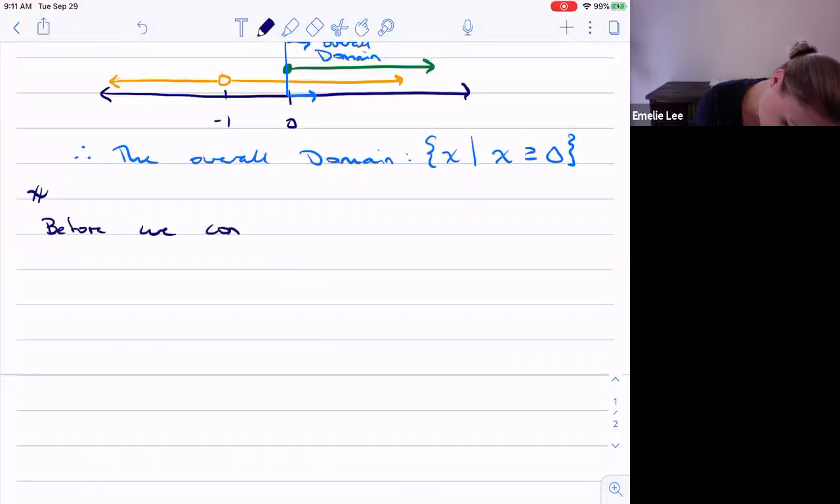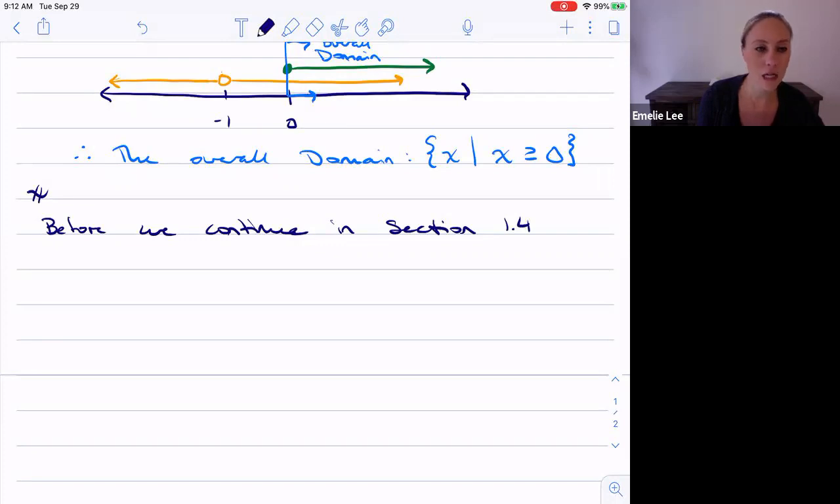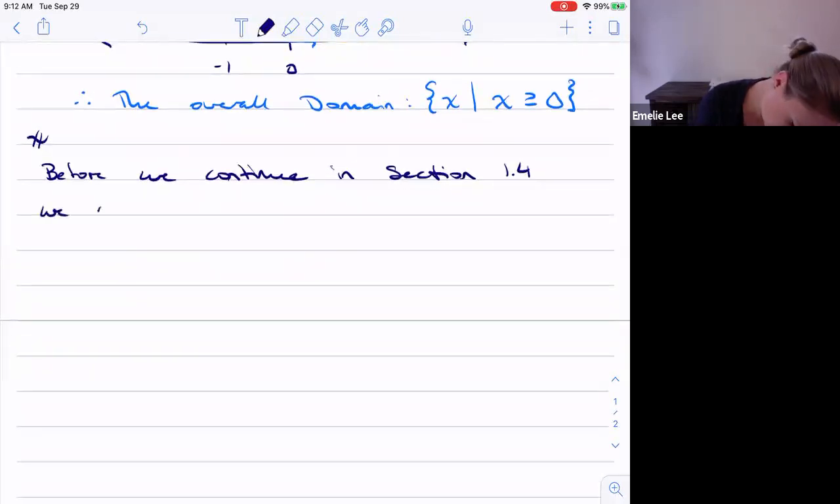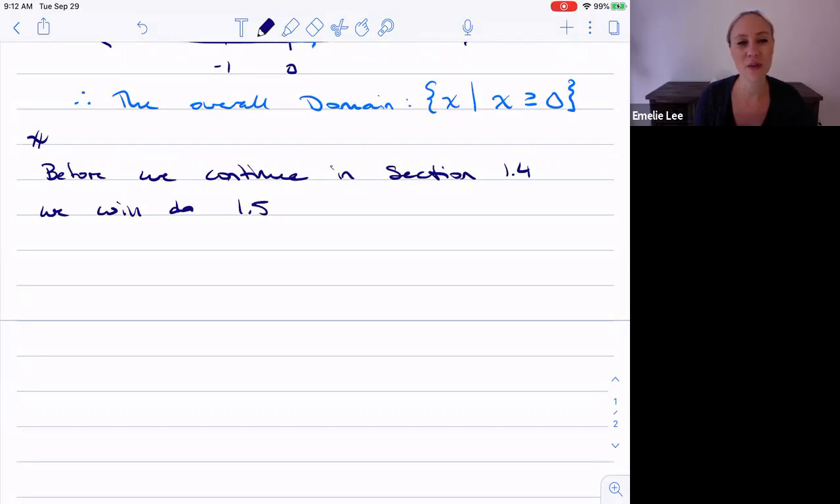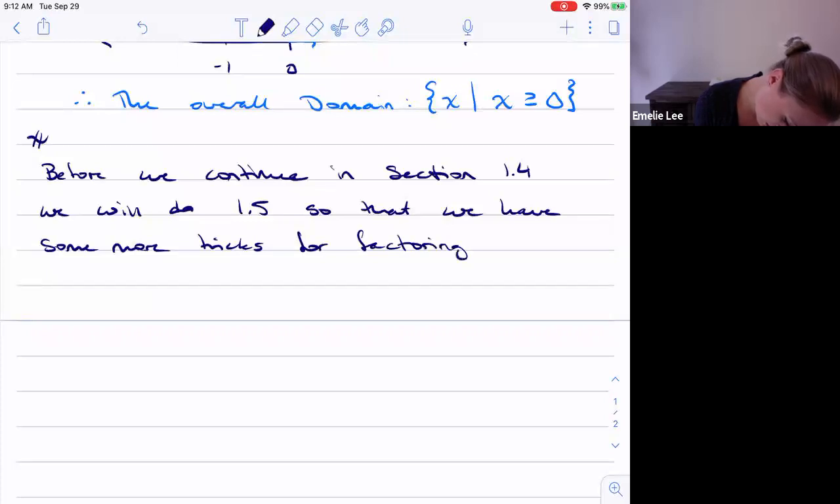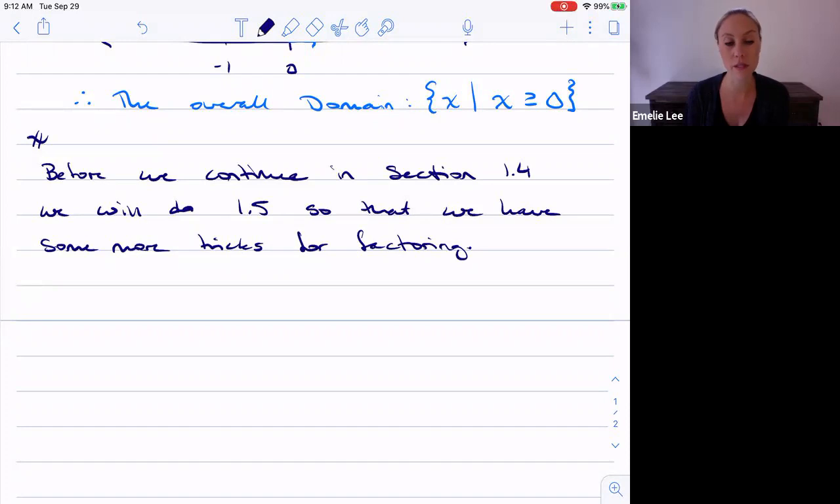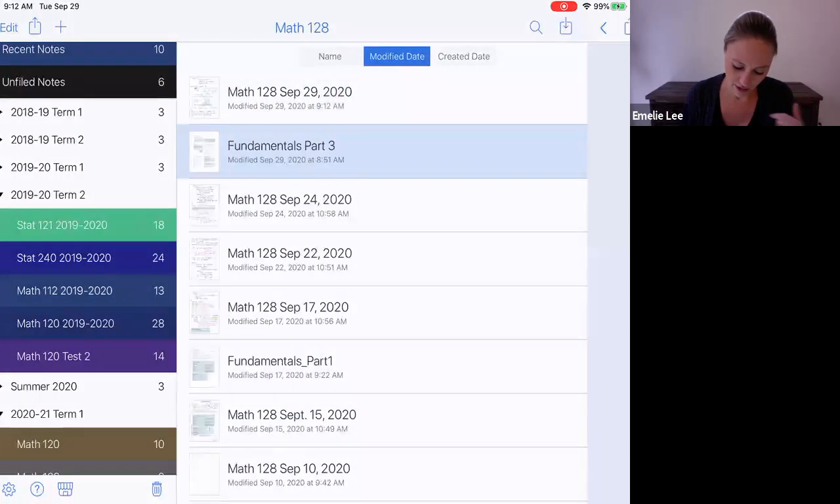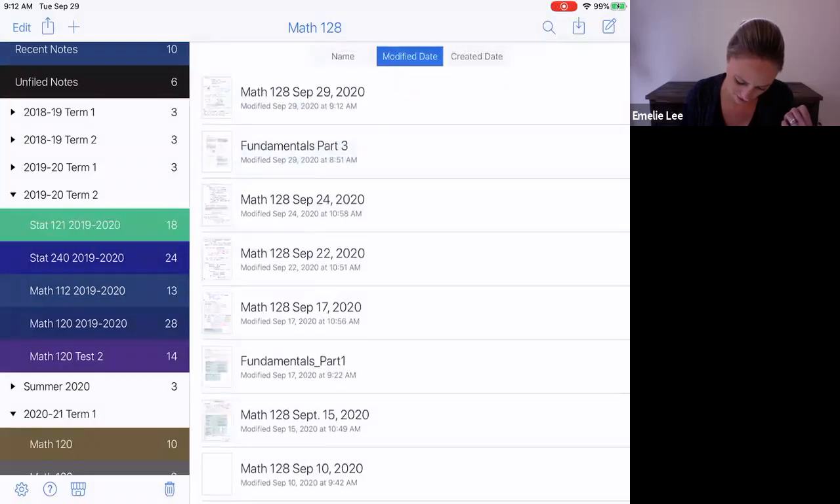Before we continue in section 1.4, we will do 1.5 so that we have some more tricks for factoring. We talked about some tricks last day, but not all of them, definitely not all of them.